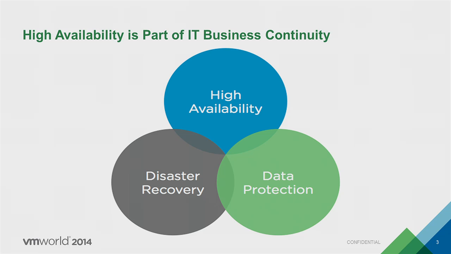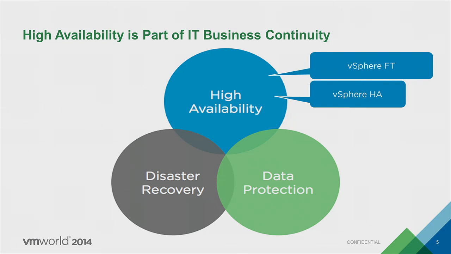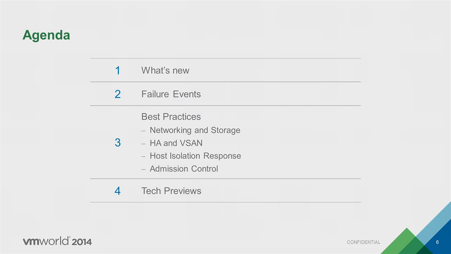When you think about availability, you really break it down into three different categories. So you've got high availability or local availability, disaster recovery, and data protection. And all three of those are what give you your business continuity picture. Today, we're going to be talking about HA and FT, which both fit into that local availability category.